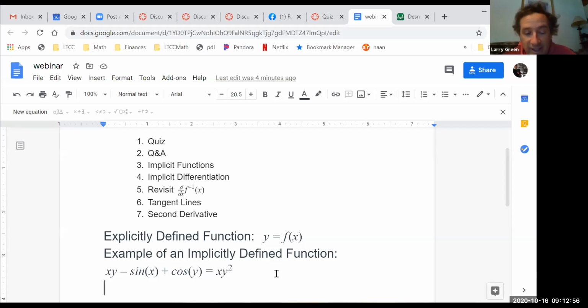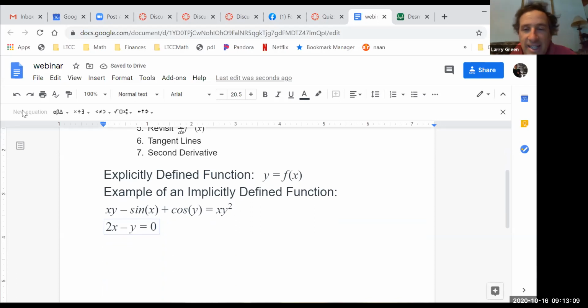I'll give you another one. How about 2x minus y equals 0? Is that an implicitly defined function? What do you think? Yeah, it is. Okay, because I'm looking at it, and it's certainly not explicit because it doesn't say y equals a function of x. It says 2x minus y equals 0.